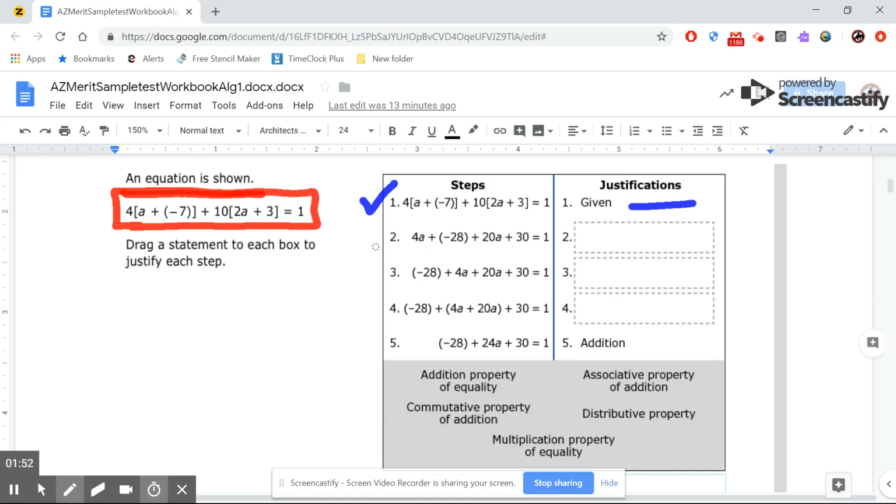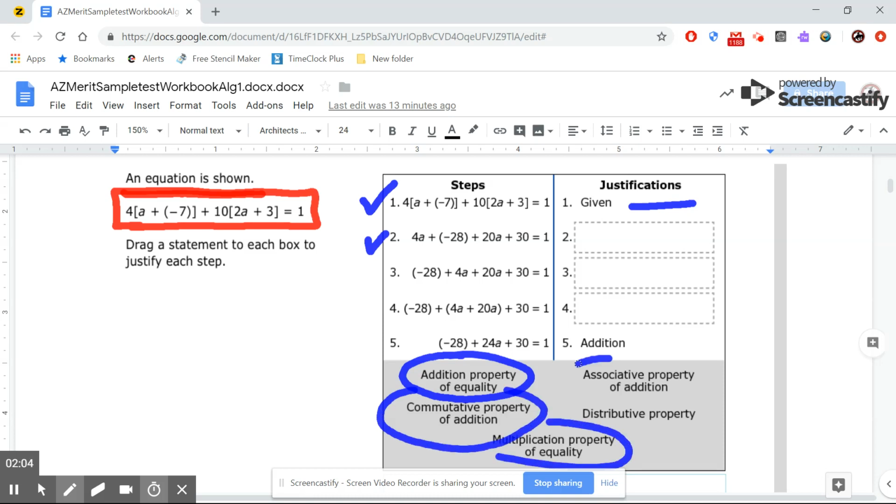All right, we'll come to step number 2. In step number 2, they are leaving it blank and giving you a choice of different properties that you can choose from. I'll just go ahead and highlight those for you. We have a total of 5 properties here. Let us take a look at the names of the properties: addition property of equality, commutative property of addition, multiplication property of equality, associative property of addition, and distributive property.